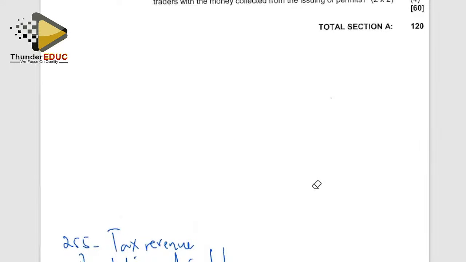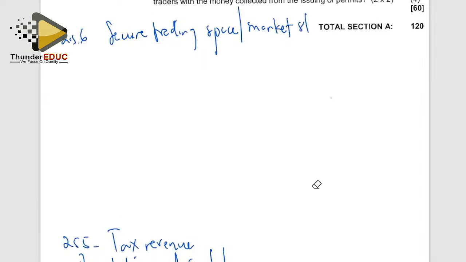What can they issue? That is question 2.5.6. They can issue secure trading spaces, or we can talk of them as the market stalls for the people to operate from. Remember, the informal traders are exposed to harsh weather conditions because of lack of infrastructure where they operate.